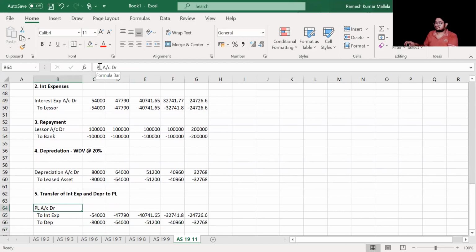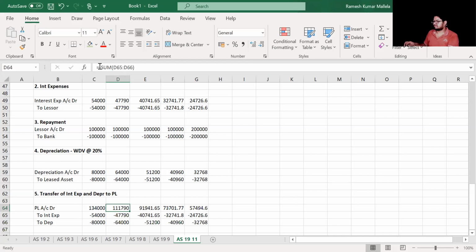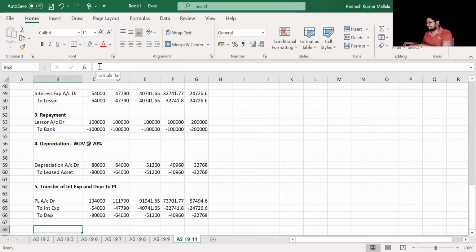So 1 lakh and 34,000 is the amount of depreciation, the amount you transfer to P&L as expense. Now apart from this, you also have something called the deferred lease reserve, which I told you should now be transferred to P&L as income. That is the only new thing which you are learning in sale and lease back.